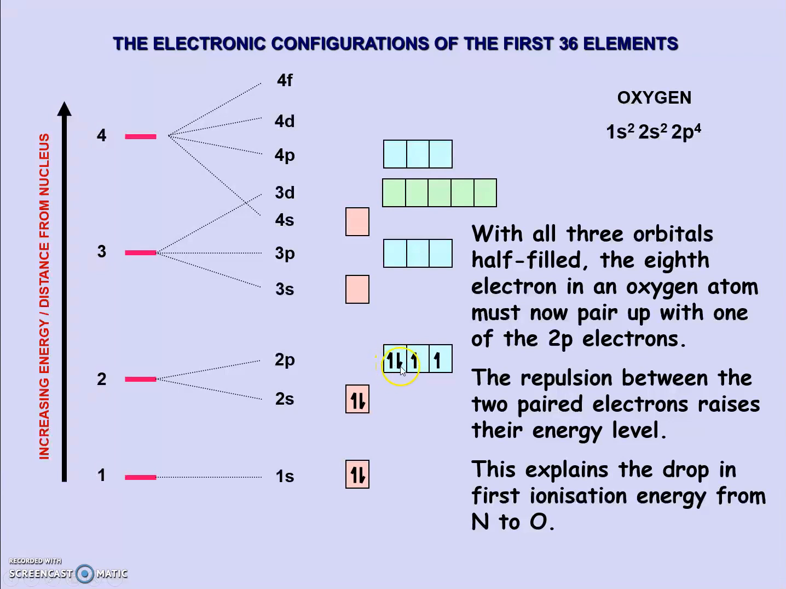When you pair up your electrons, there is a repulsion between these electrons. And that's a really important point when we come to look at ionization energy later on. It says here, this explains why it's easier to remove an electron from an oxygen atom than a nitrogen atom.